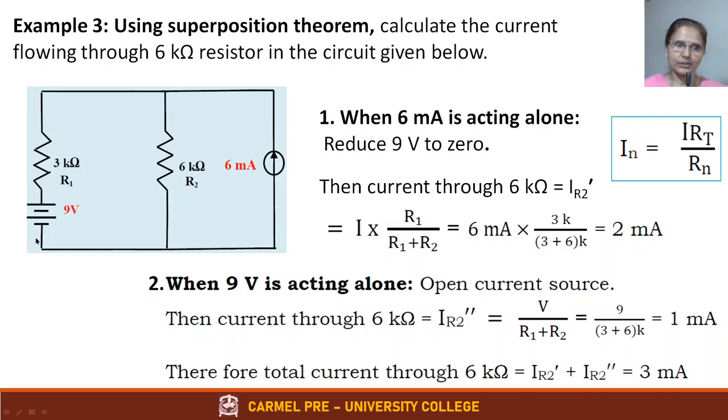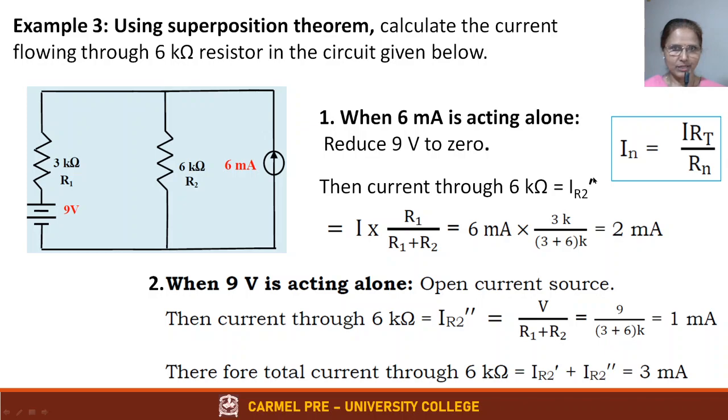So when you short circuit this, what happens essentially, you have 3 kilo ohm resistor and 6 kilo ohm resistor in parallel with the current source, and this current source which is coming here gets divided because the resistors are in parallel. So you can use the current divider rule like this to find current through 6 kilo ohm. We will call that IR2 dash. This we will call R1, this R2.